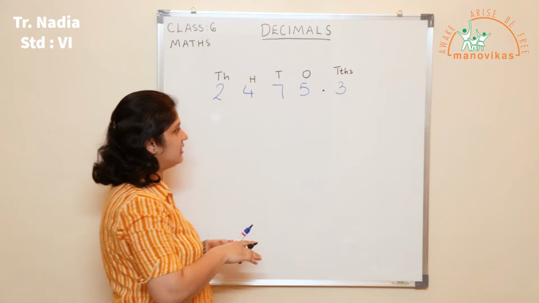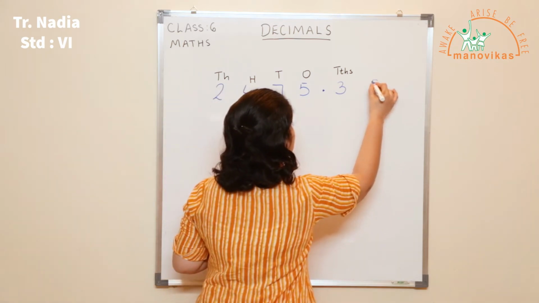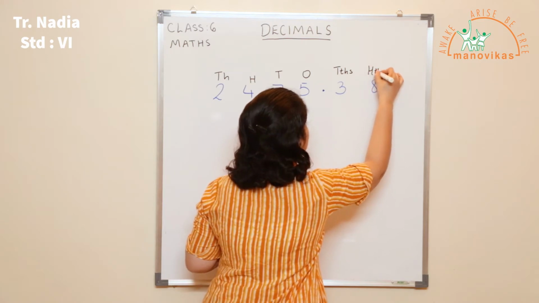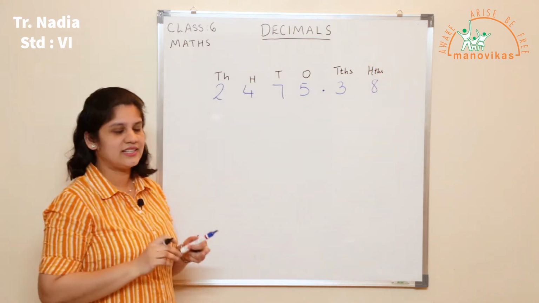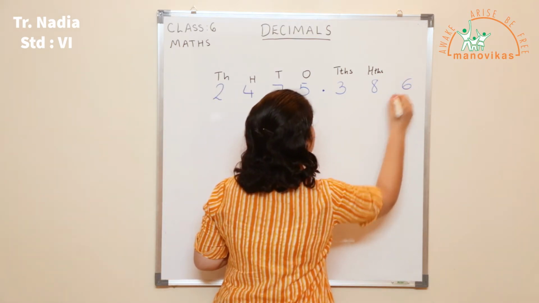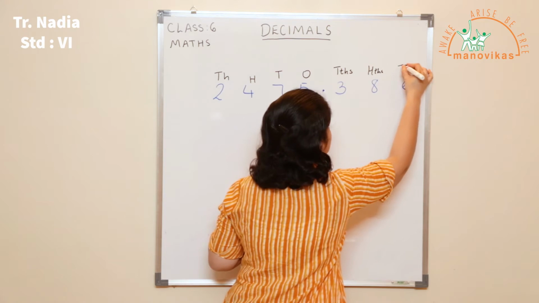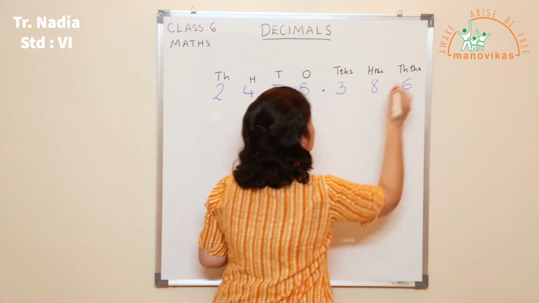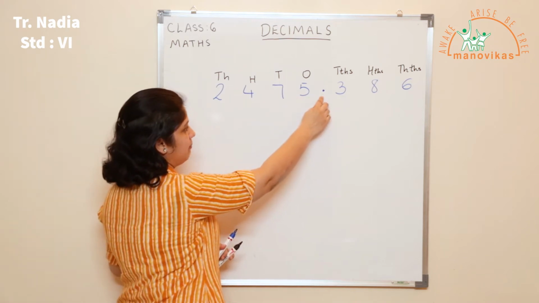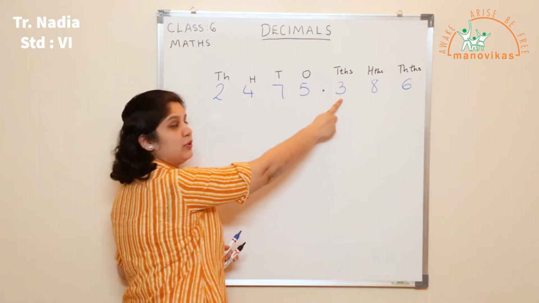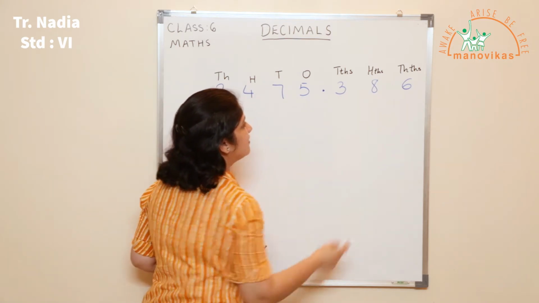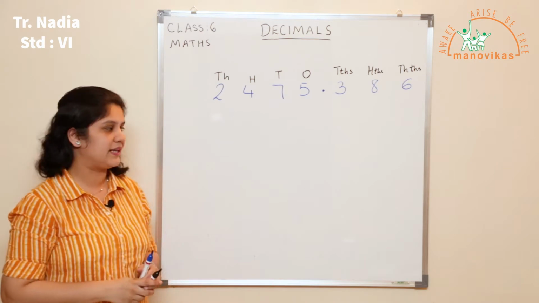If I put another digit further here, this would be called the hundredths place. Not hundreds, but the hundredths place. And further ahead, I would have the thousandths place. Okay? So this is how the digits look. After the ones, we have a decimal point. The first digit is said to be in the tenths place, the second one in the hundredths place, and the third one in the thousandths place.